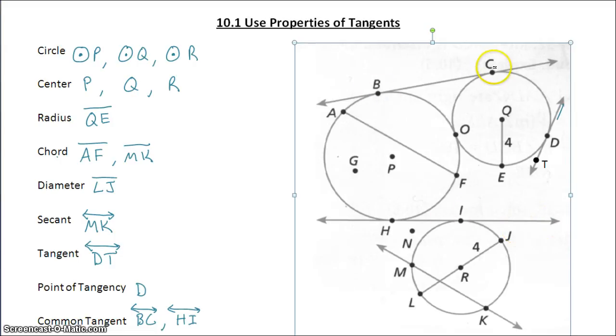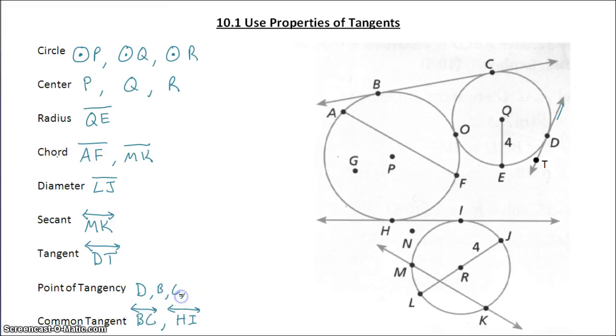Well, if we look, B and C and H and I are also points of tangency. And the notation for a point is just a capital letter. So I'm going to add a couple more points to my points of tangency. I also have a point right here, O. O is the point of tangency between these 2 circles. This point is the one point of intersection between these two circles, so it's a point of tangency also.